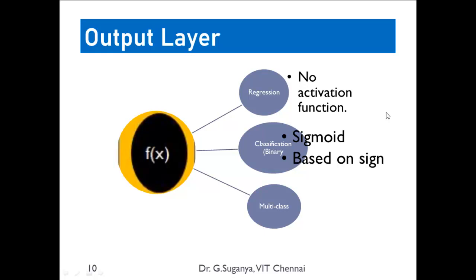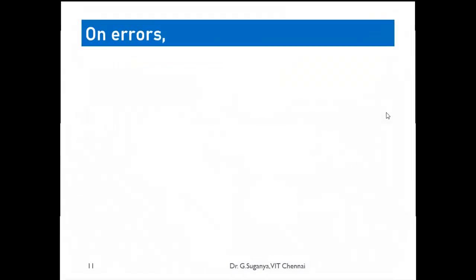Then comes your multi-class. Multi-class means if you have more than 2 class labels in your output column, we say it comes under multi-class. When it is so, softmax is the common activation function that we will be using, which is based on fuzzy mechanisms. So any of these could be the choice depending on the output which we have.